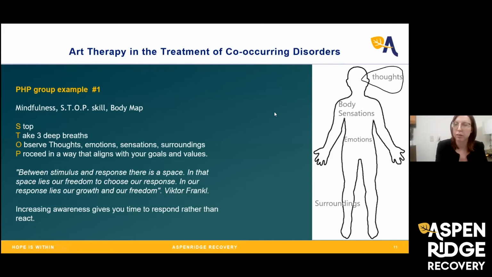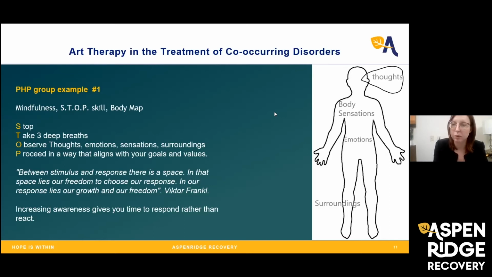So I have this body map over here. The directions that I gave them were to depict their body sensations and their emotions inside the body. Body sensations could be like butterflies in my stomach, or burning in my fists, or heat in my face, things like that. Emotions could be anxiety, anger, depression, but the emotion of anxiety might show up in your body as stomach aches, or as feeling like you can't breathe.